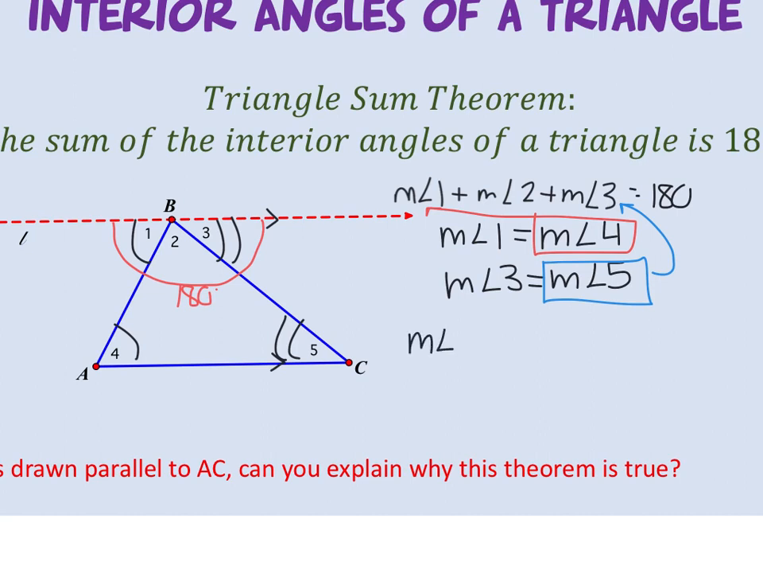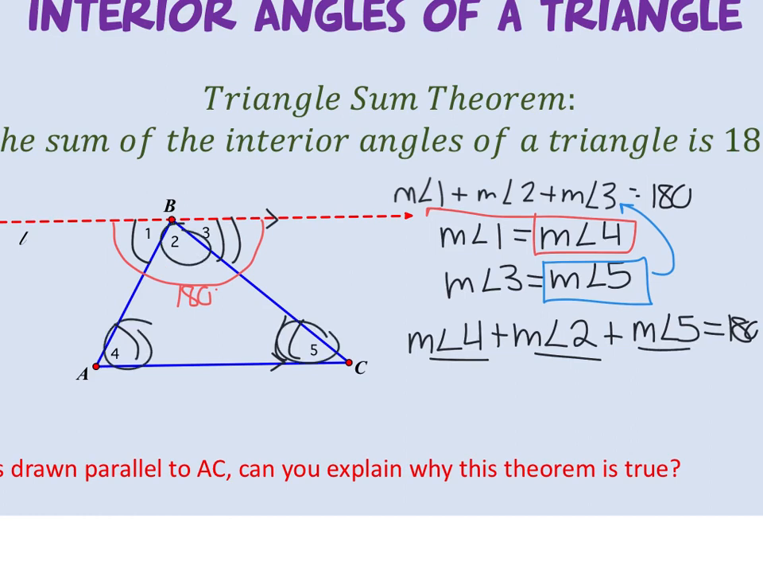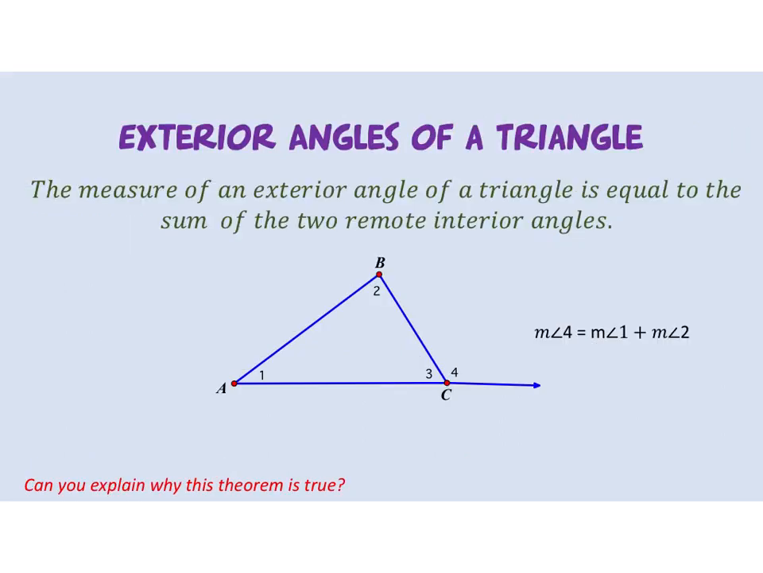Instead of the measure of angle 1, it's the measure of angle 4. Plus, 2 had no one to help it, or to substitute in for it, so it's just going to be plus the measure of angle 2. Plus, and now I'm going to substitute in, instead of the measure of angle 3, I put in the measure of angle 5, and this is equal to 180. Notice these three angles, 4, 2, and 5, are my triangle angles. So I've just proven why this is the case, that the angles inside of a triangle are always going to add up to 180.